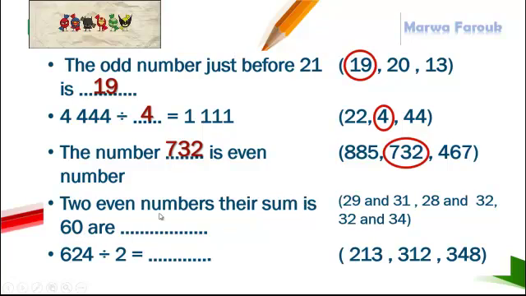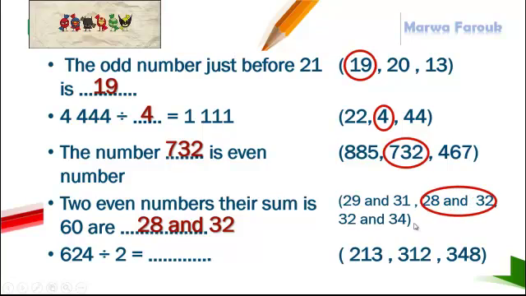Two even numbers, their sum is 60. Which are these two numbers? I will look to the combination of numbers that I have here, 29 and 31. Are they even numbers? No, they are not even numbers. They are odd numbers. Let's move to the next combination. I have 28 and 32. Are they even numbers? Yes. Okay, let's add them together and see what their sum is. 8 plus 2 equal 10, 0, and carry up 1. Now 1 plus 2, 3, and 3 plus 3, 60. So their sum is 60. So these are the two numbers that I want here.